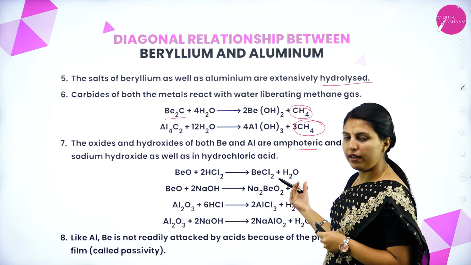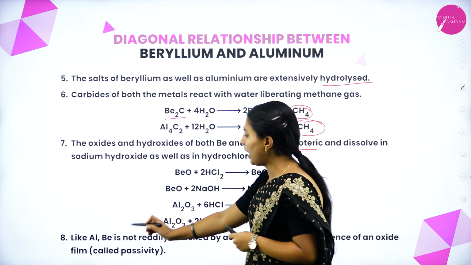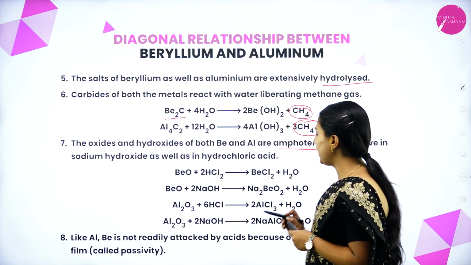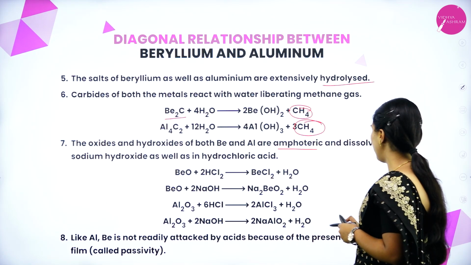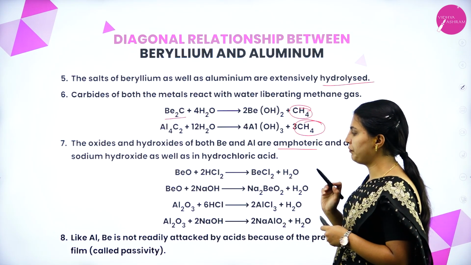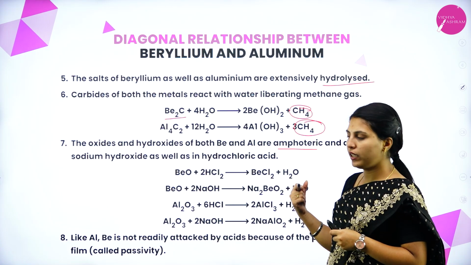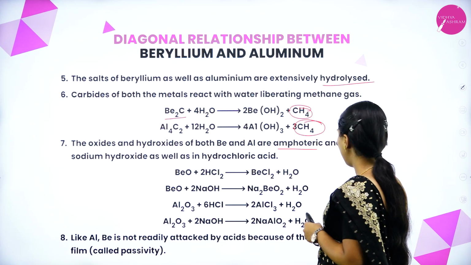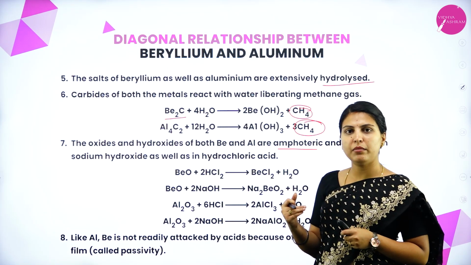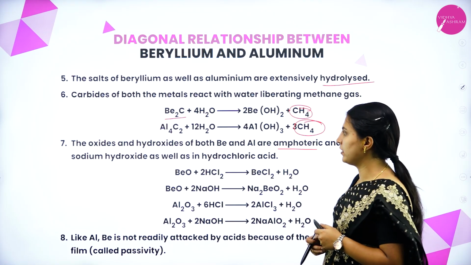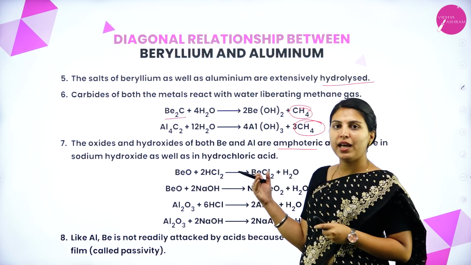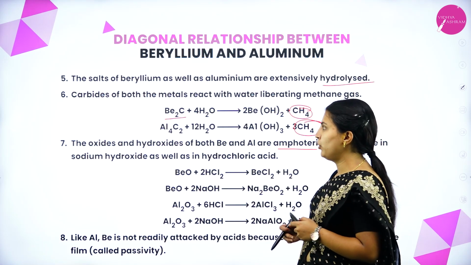The reactions are the same. Like aluminium, beryllium is not readily attacked by acids because of the presence of an oxide film. Usually for aluminium, the acid cannot attack because the oxide film is present. Like that, beryllium also cannot be attacked by acid. These are the similarities between beryllium and aluminium.